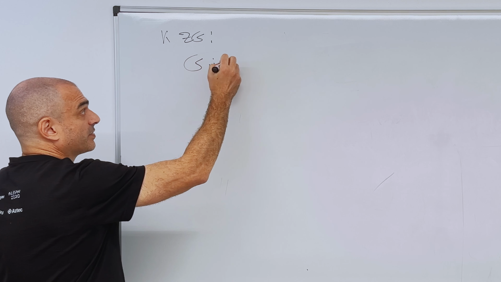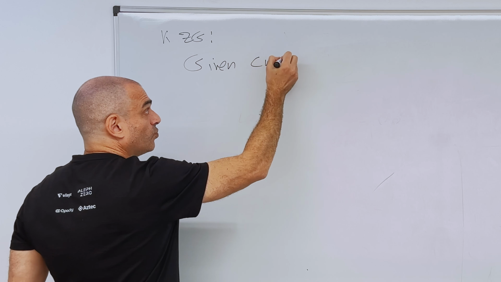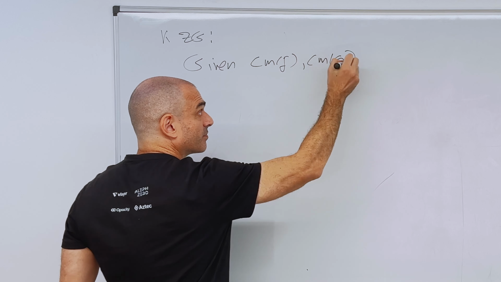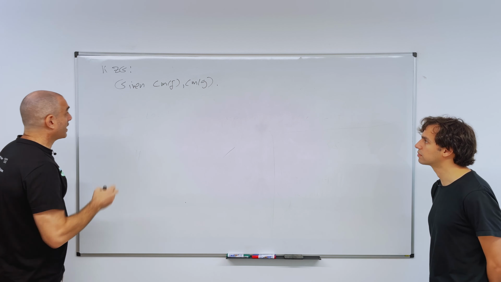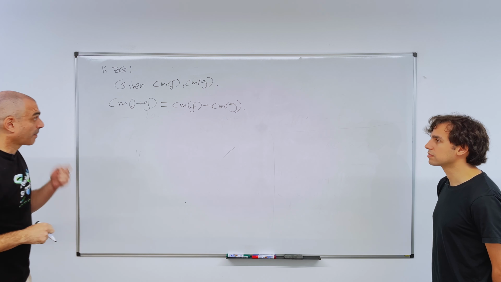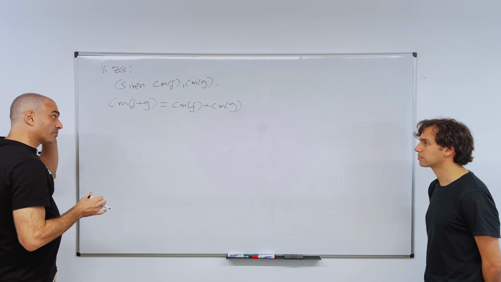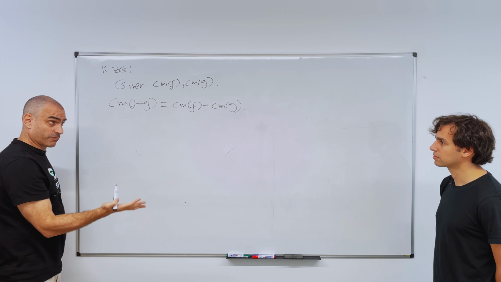I simply mean by this that given commitments to F and G, we have the property that if I want the commitment of the polynomial F plus G, I can simply get this by summing the commitments. So how does this tie into sparse polynomials? First of all, what do I mean by that?